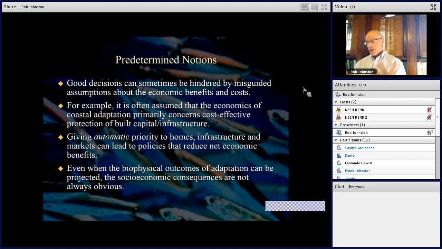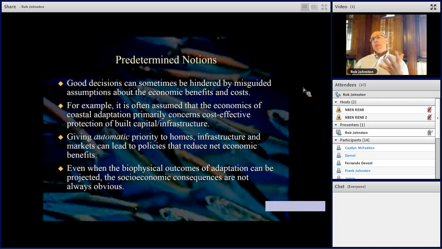Because we're ignoring the benefits that we get from, say, beaches where people go to recreate, or salt marshes that provide habitat and support fisheries and all sorts of things. And obviously, a successful adaptation program is going to balance all sorts of benefits and costs, not just the ones associated with, say, damage to something you built.